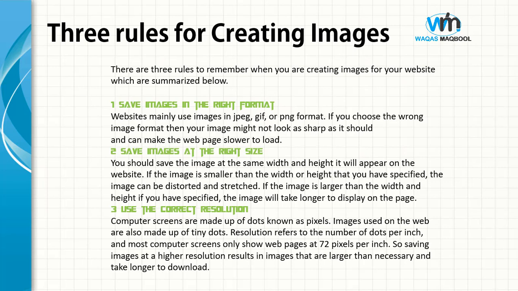The third rule is to use the correct resolution. Computer screens are made up of dots known as pixels. Images used on web pages are also made of tiny dots. The resolution refers to the number of dots per inch. So remember, the number of dots per inch is called resolution, and most computer screens only show web pages at 72 pixels per inch. Saving images at a higher resolution results in images that are larger than necessary and take longer to download. So save the images at 72 pixels per inch.